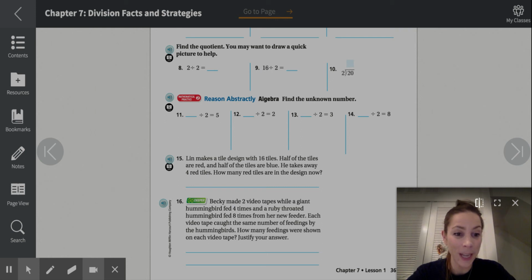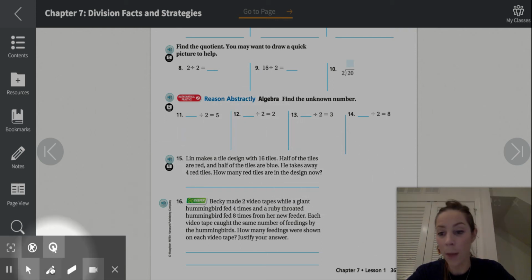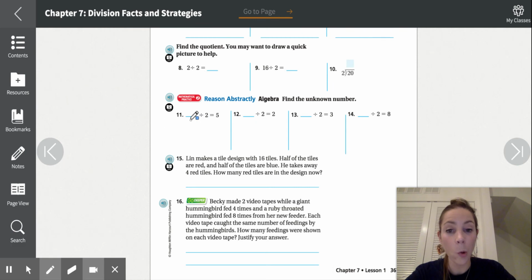We were almost done. We were saying how we wanna go backwards to figure out the total number. If we're missing the total in division, we can go backwards and do multiplication instead. 5 times 2 equals what total? That would be 10. So if I need the total, I'm going to do multiplication to get the total.